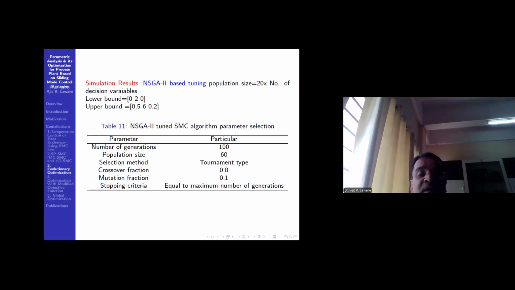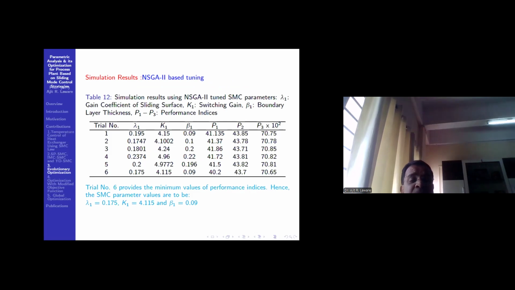Here these are the algorithm specific parameters of NSGA2: number of generations, population size, tournament selection, crossover fraction, mutation fraction, stopping criteria and all that. So my optimization will start with number of generations 100. Then this is the NSGA2 base.